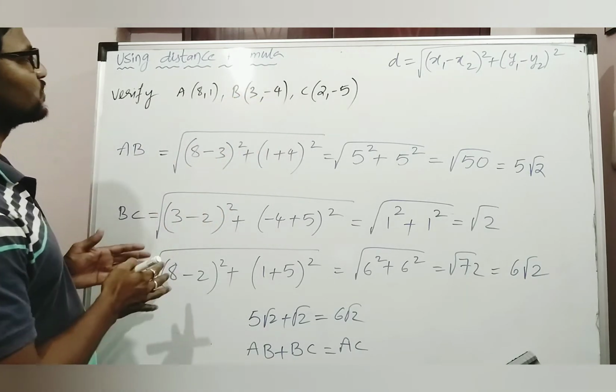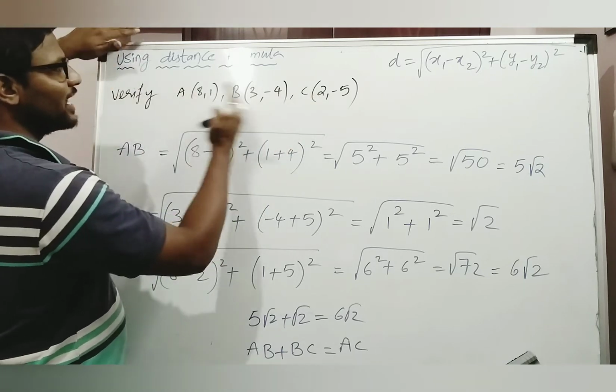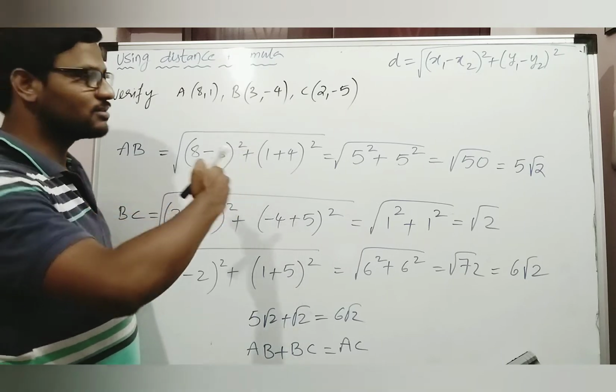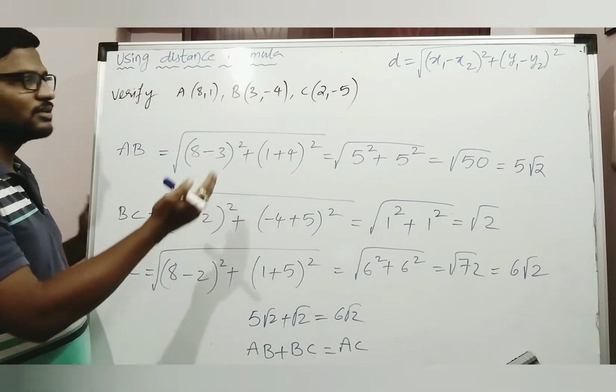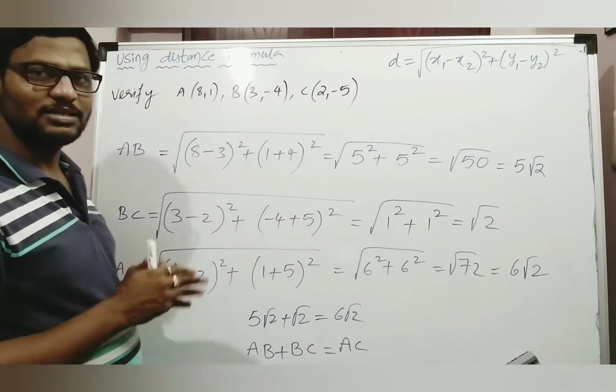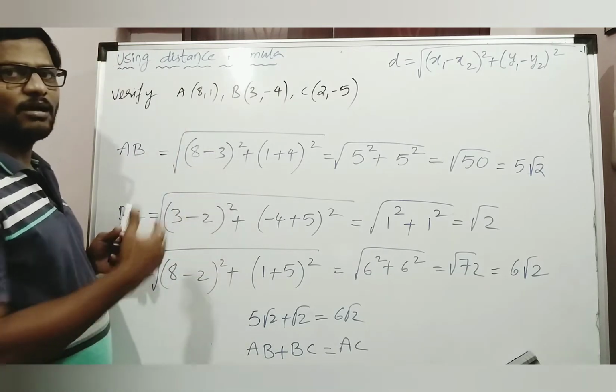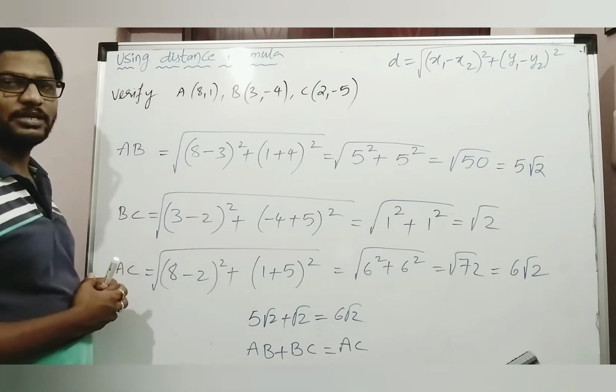So using the distance formula, we have to find the length of AB, BC, AC. If the sum of any two lengths equals the length of the third, then all these 3 points lie on the same straight line. Next, using the area of a triangle, how to verify these 3 points are collinear or not.